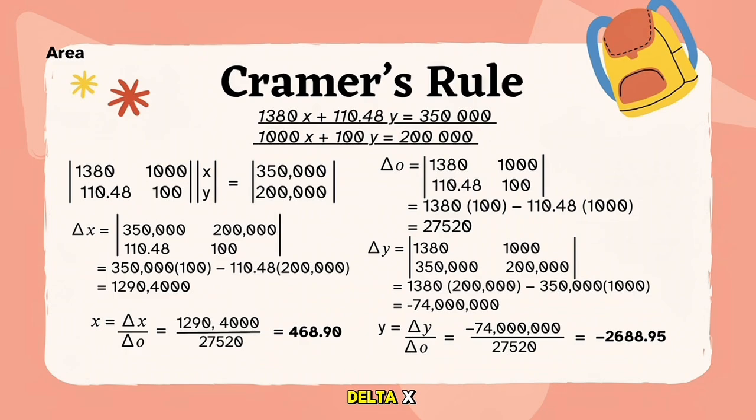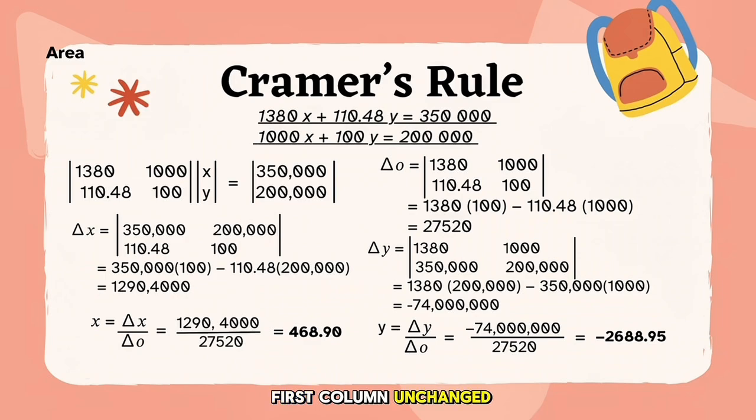Next, we calculated delta x. We replaced the first column of the matrix with the constant values from our equations, which were 350,000 and 200,000, while keeping the second column the same. We then multiplied 350,000 by 100 and subtracted that from 110.48 times 200,000. This gave us a value of 12,904,000.